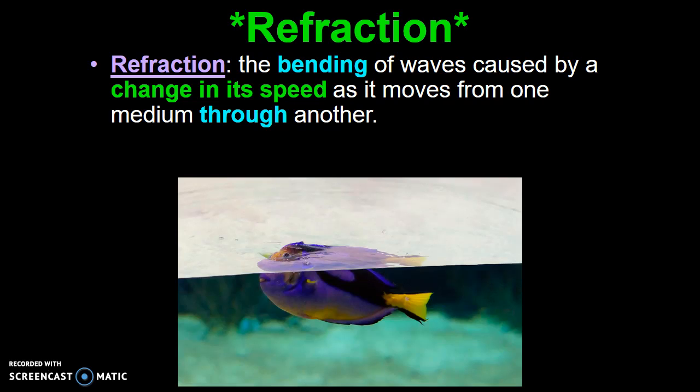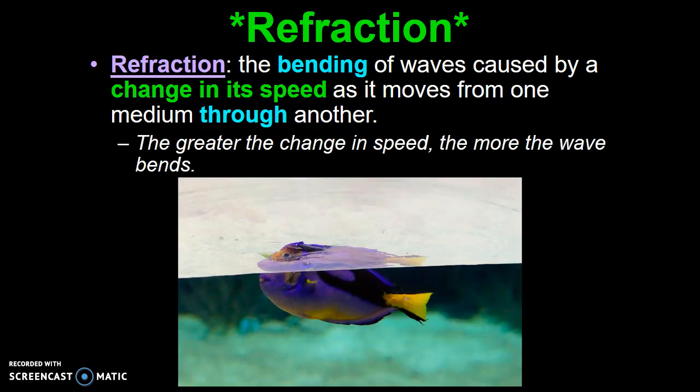Refraction is the bending of waves caused by a change in its speed as it moves from one medium through another. So in this example of the fish, the 2 mediums that light waves are traveling through would be air and water. And as the light waves move from the air into the water, it changes speed. We actually talked about this in concept 1. Light waves move at different speeds depending on the medium that they're in.